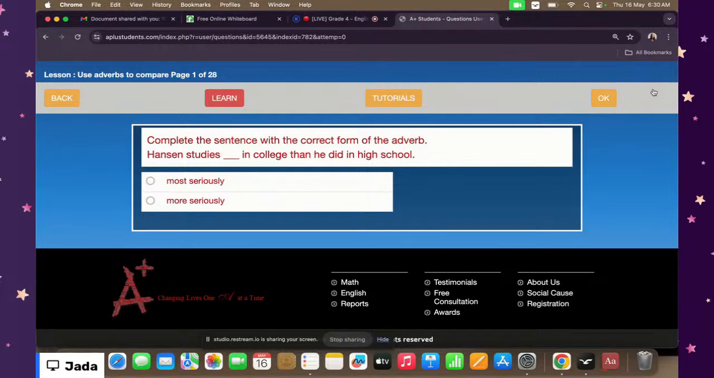Now answers for number one is what? What's the answer? We have long, longer, longest. Correct, Rose. Also, that is one syllable. More seriously from B, folks.